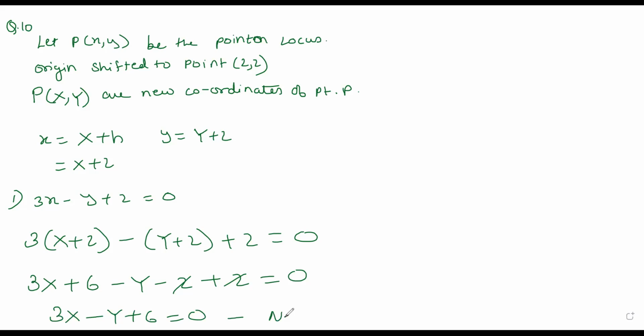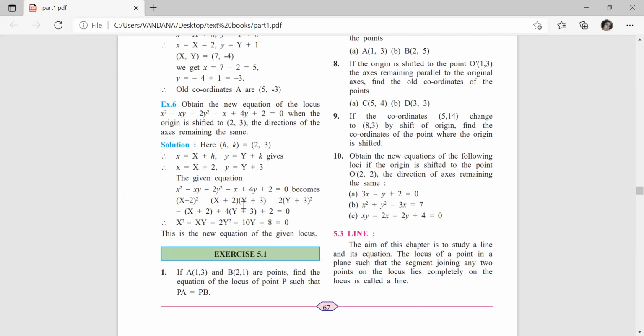is the new equation of your locus. Second, x square plus y square minus 3x is equal to 7. This is the old equation.